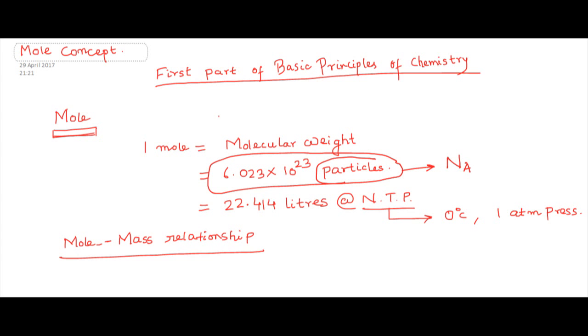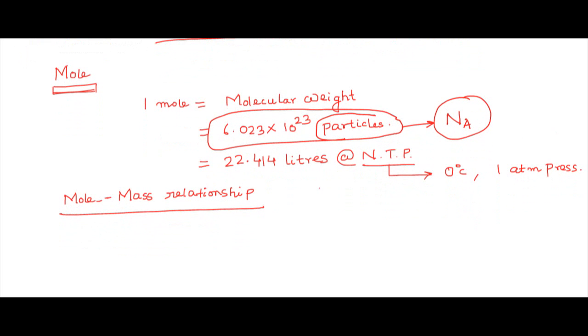A mole is defined as a unit which signifies a certain number of particles of any substance. So what is that number of particles? That number of particles is Avogadro's number. So if we know that there is 1 mole of any substance, it will be Avogadro's number of particles of that substance. What does it mean? Let us go into it.